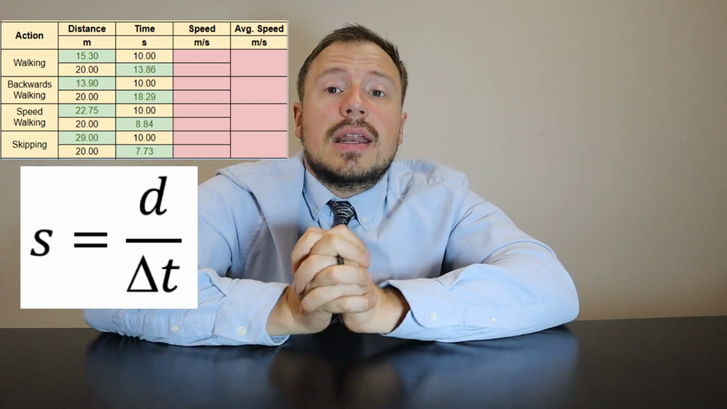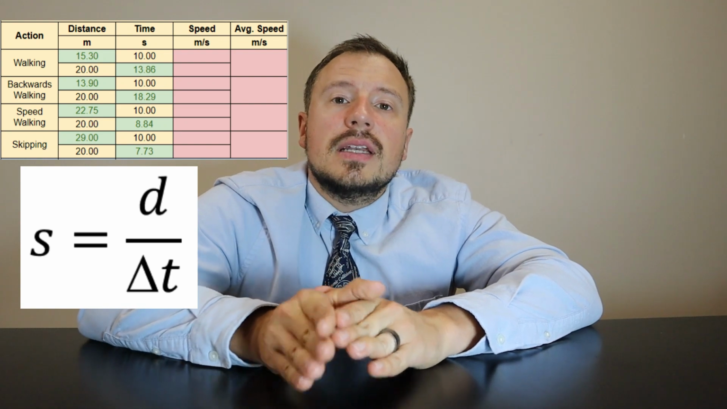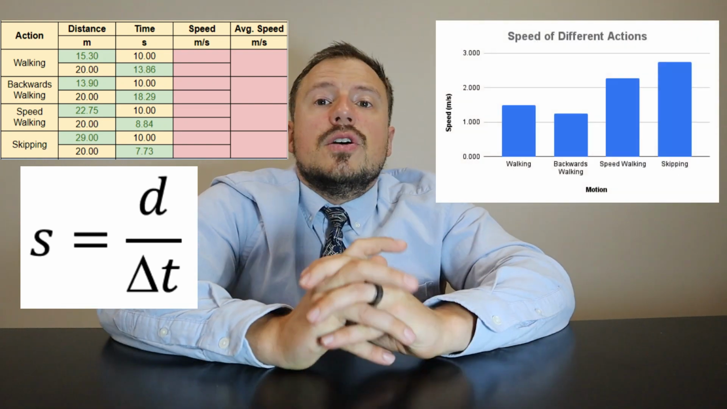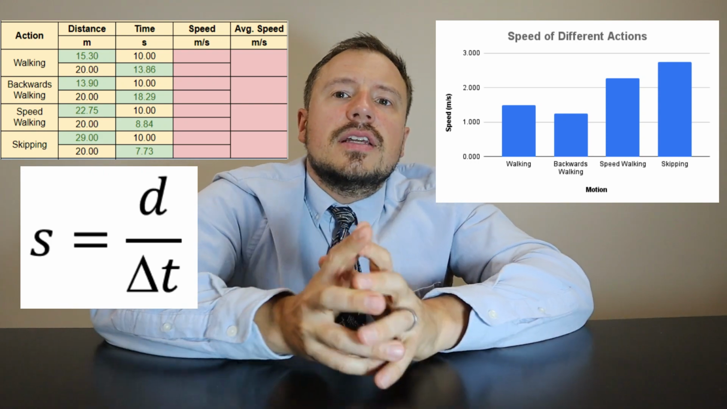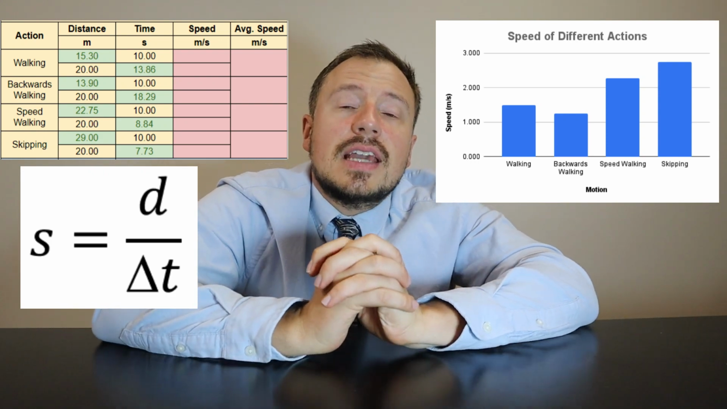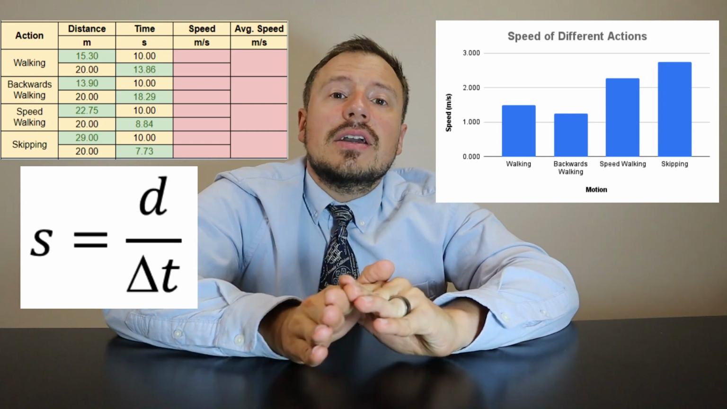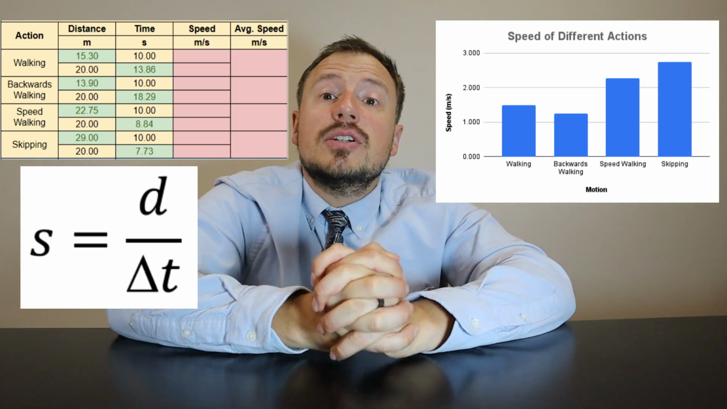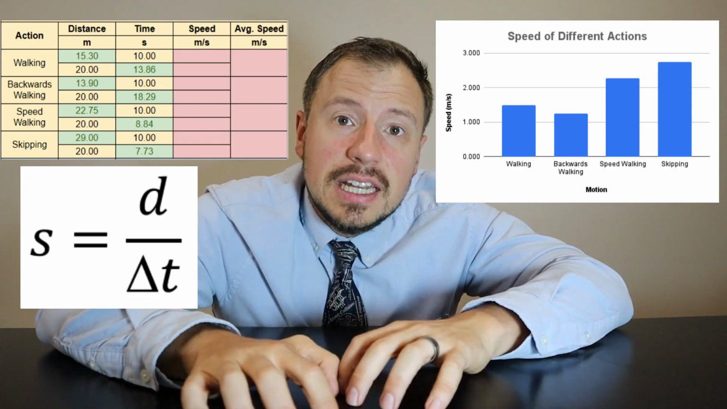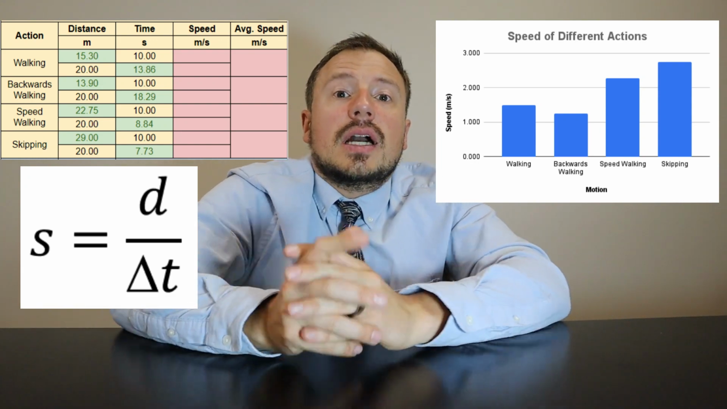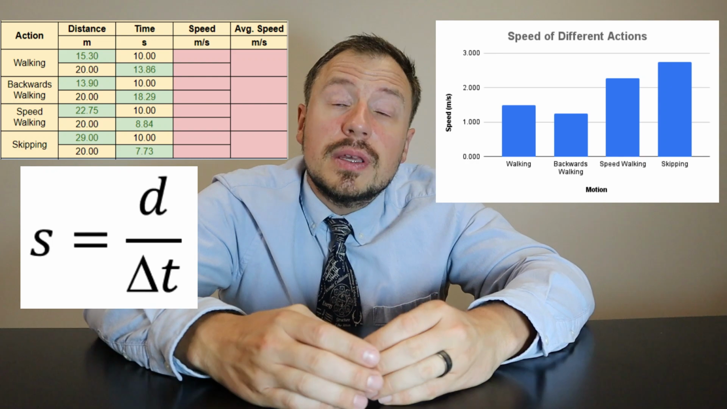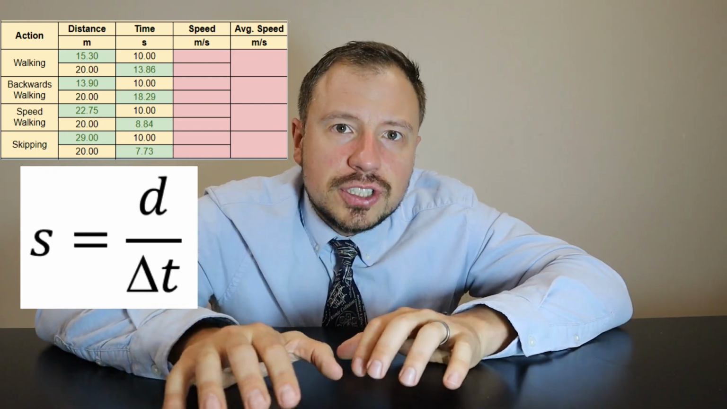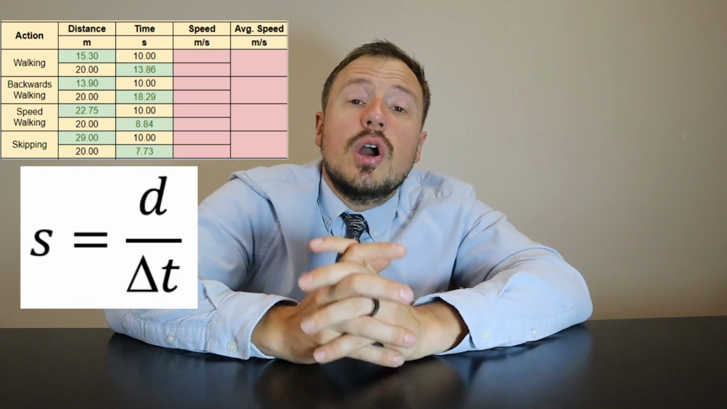That is just mathematical. We can use this data to make a nice little bar graph that shows the difference in speeds between those actions. One thing to note, when we were calculating speed, we were calculating the average speed. We were not calculating the instantaneous speed. And I know that I'm calculating the average speed because I'm measuring distance and time. For instantaneous speed, I would need something like a radar gun or speedometer that would tell me that speed at that instant in time.